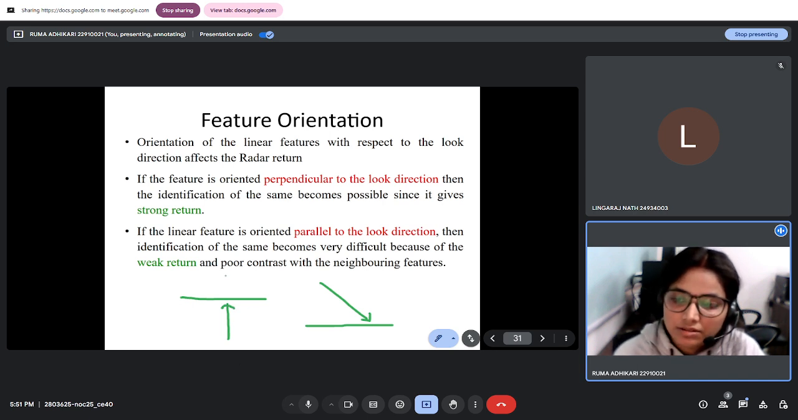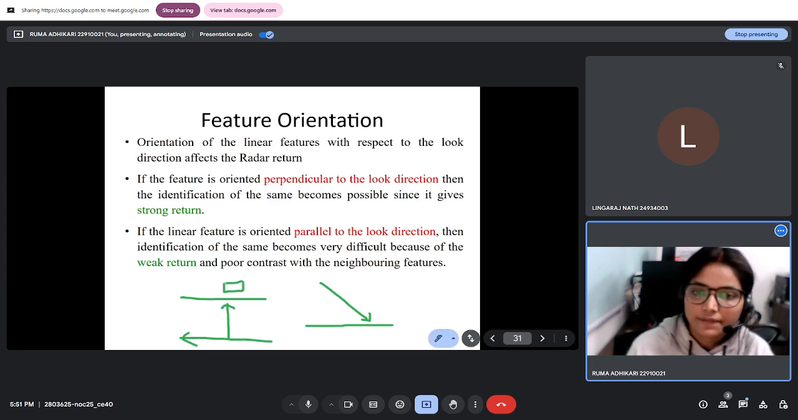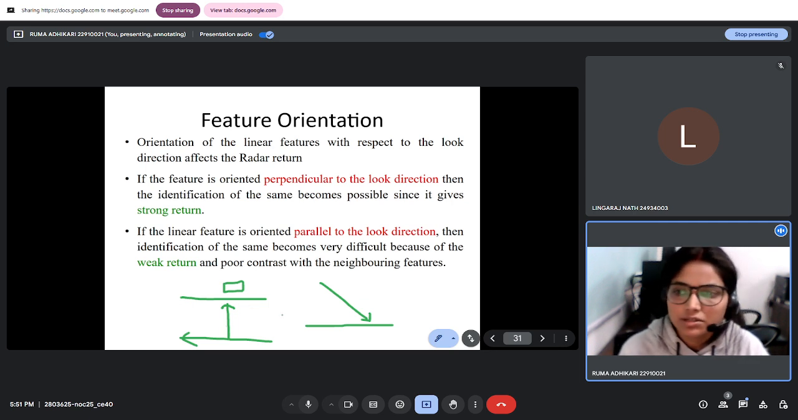We are transmitting signal in this direction and receiving signal in this direction. The radar is moving this way because it is sidewise looking. Now the features that are perpendicular to the look direction, suppose a building lying like this, will hit this and get many responses, and it will get a strong response from this target.